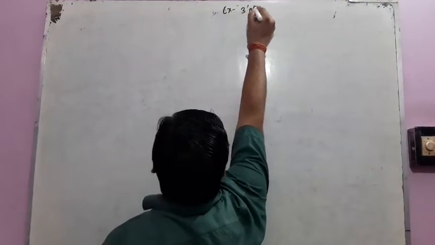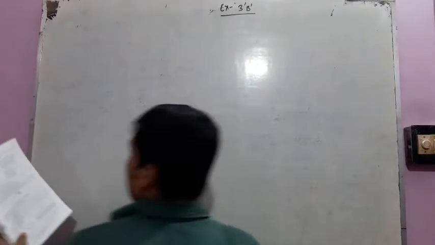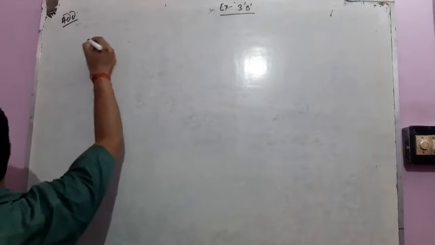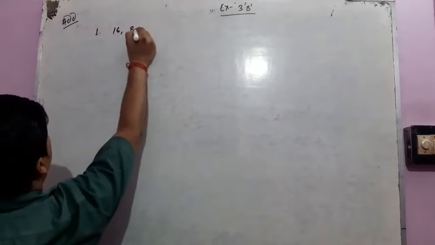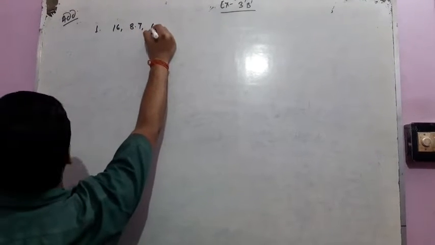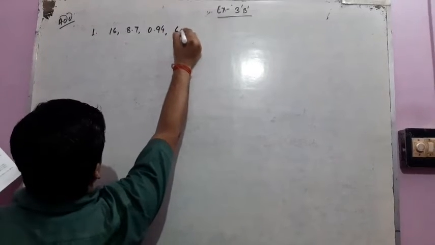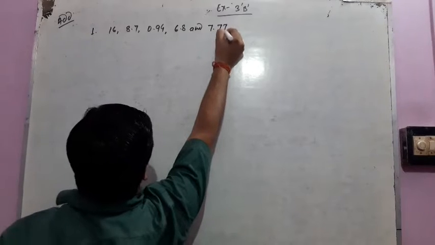Exercise 3B. Here the first question is add. The question is given here. We have to add 16, 8.7, 0.94, 6.8 and 7.77.